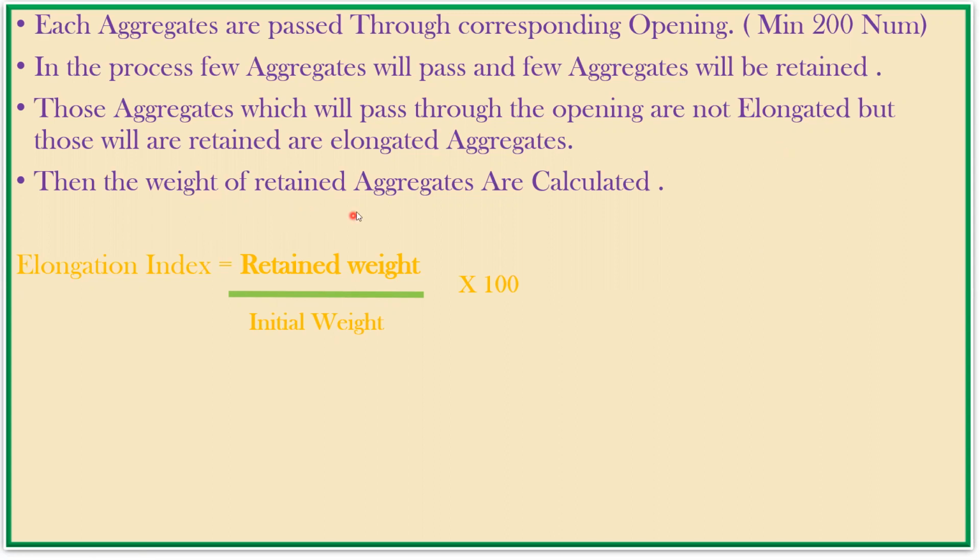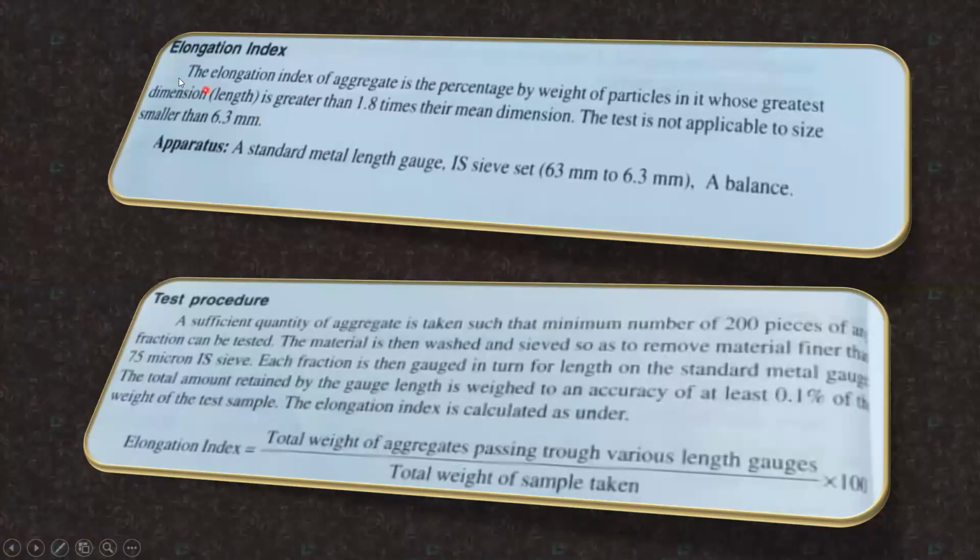So then the weight of the retained aggregates is calculated. Again, the elongation index is equal to retained weight divided by the initial weight into 100. This is what you need to do, right? So it's the same thing. You can try to go through this to put it in points, if you want to write that the elongation index is so and so, and this is the apparatus that you require. Same thing, you require 63 to 6.3 mmcu, and this is the test procedure, how you have to do it, right?